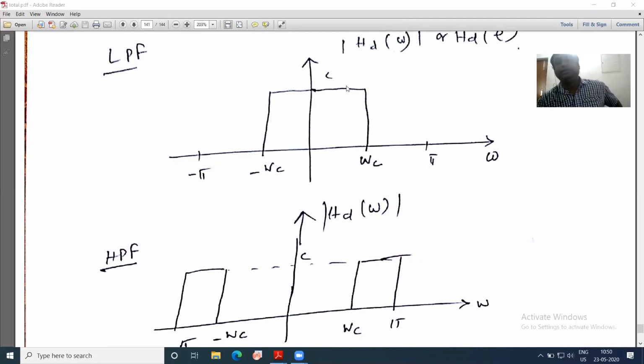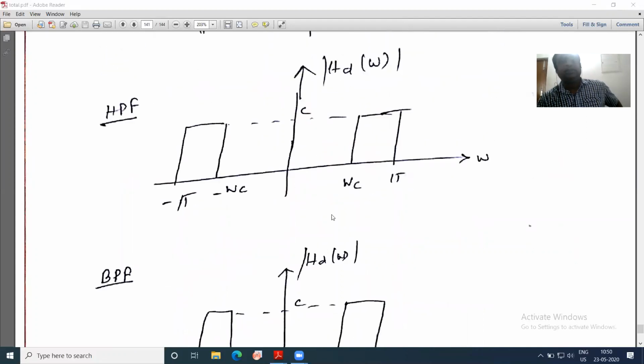So in ideal cases, it will be 0 to omega c that is passing, and immediately after omega c it will become 0. Similarly, a high pass filter is also like that. Omega c to pi it will be passing, and beyond pi it will be 0.